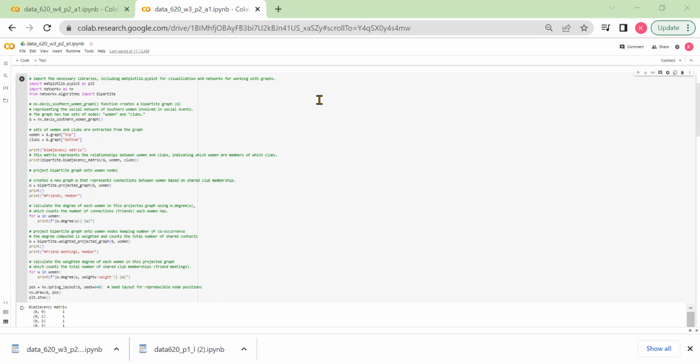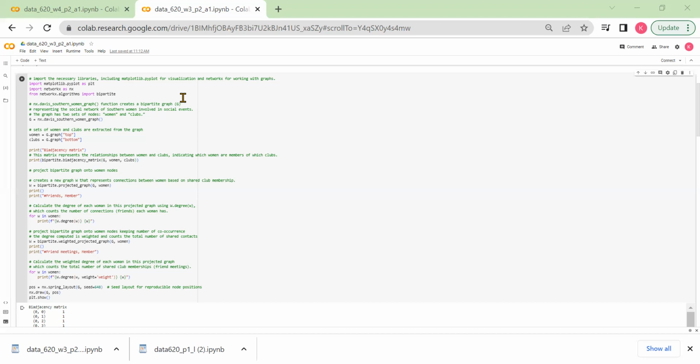First, we imported the necessary libraries, including matplotlib, bipartite for visualizations, and networkx for working with graphs. The nx.davis_southern_women_graph function creates a bipartite graph representing the social network of Southern women involved in social events. The graph has two sets of nodes: first is women and the other is clubs. The sets of women and clubs are extracted from the graph using G.graph top and G.graph bottom respectively.